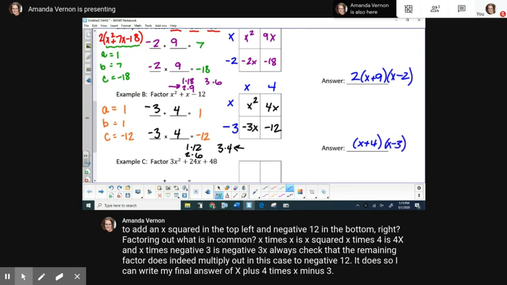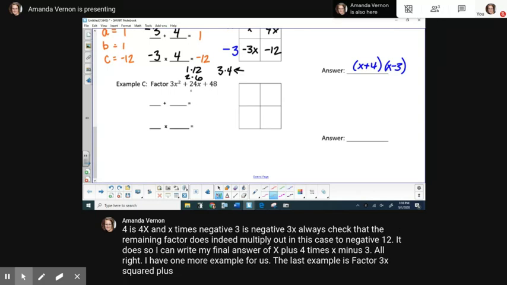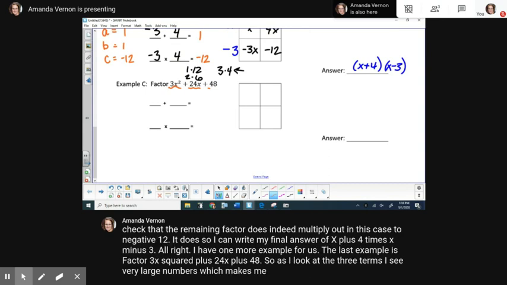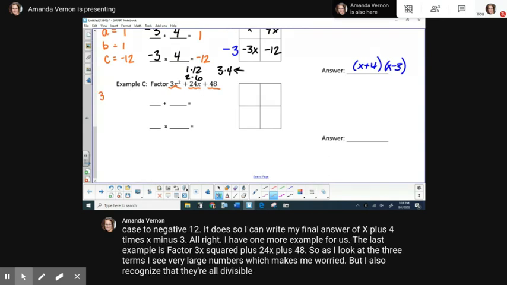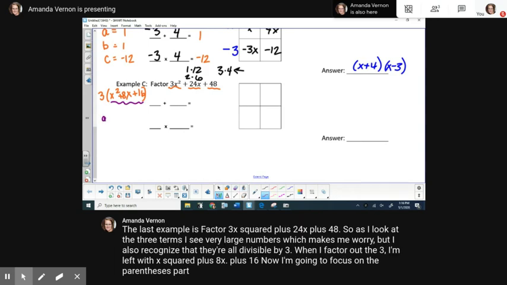All right, I have one more example for us. The last example is factor 3x squared plus 24x plus 48. So as I look at the three terms, I see very large numbers, which makes me worry, but I also recognize that they're all divisible by 3. When I factor out the 3, I'm left with x squared plus 8x plus 16. Now I'm going to focus on the parenthesis part when I identify my A, B, and C value.